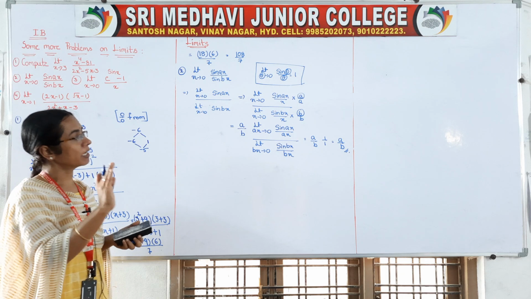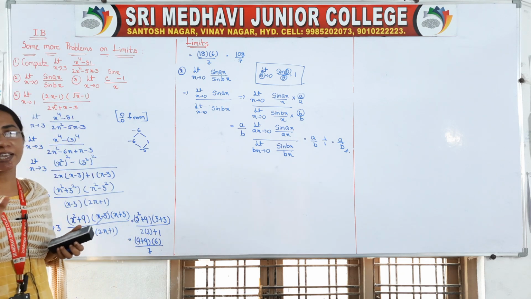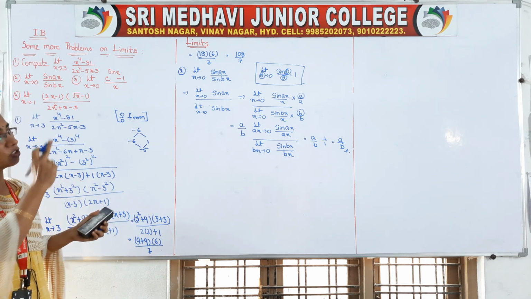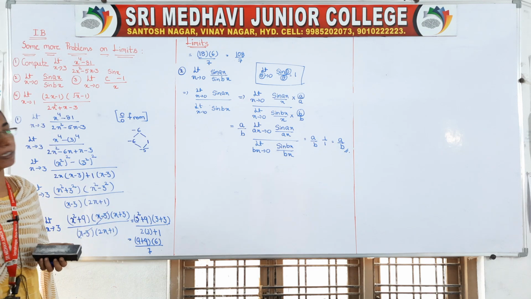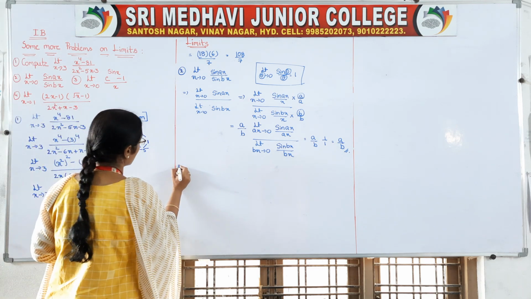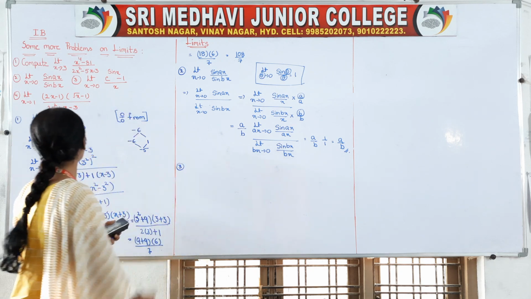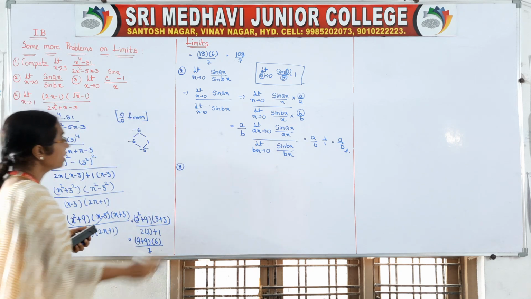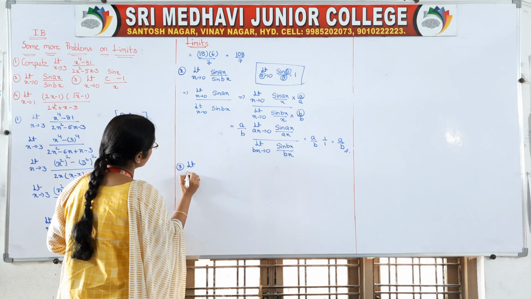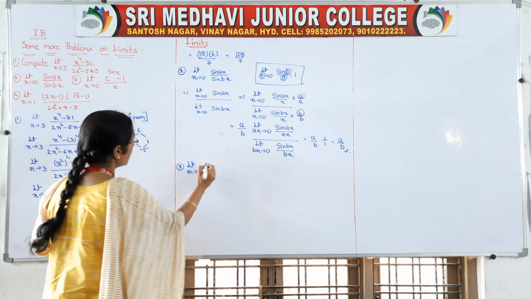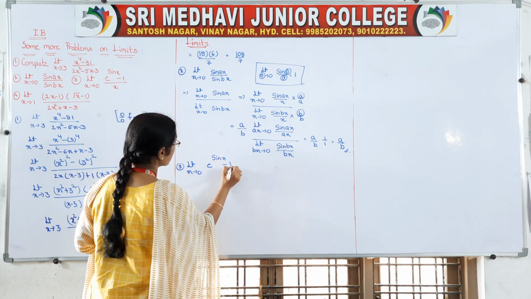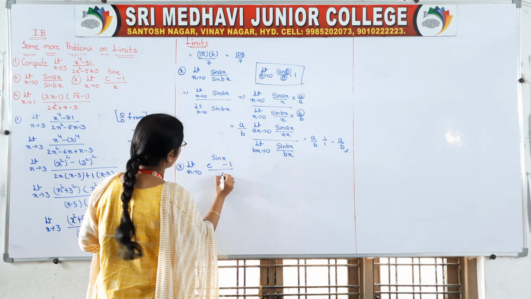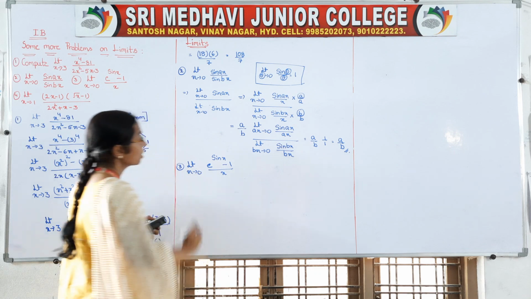So whenever in limits problems you get a sin, just rearrange into that formula form and apply it, and you will get your answer. Okay, now come to the third question. What is your third question? Limit x tends to 0 of e to the power of sin x minus 1 by x.